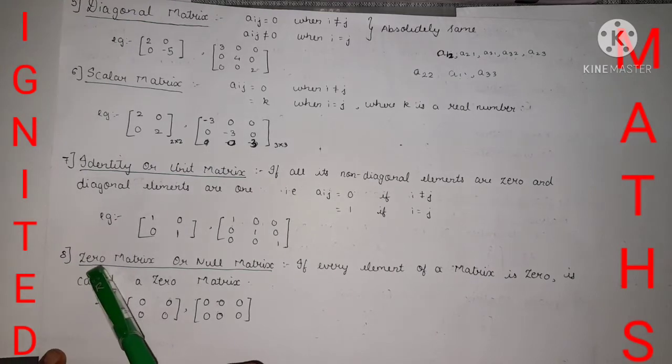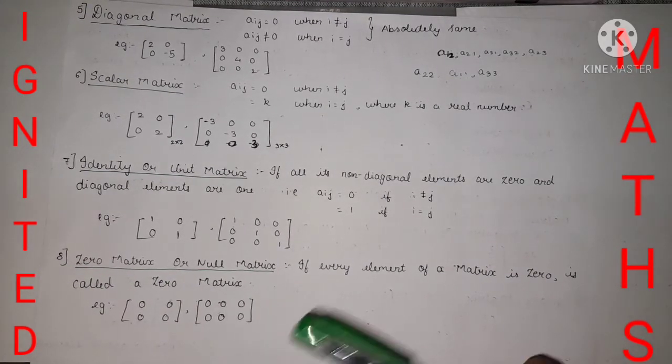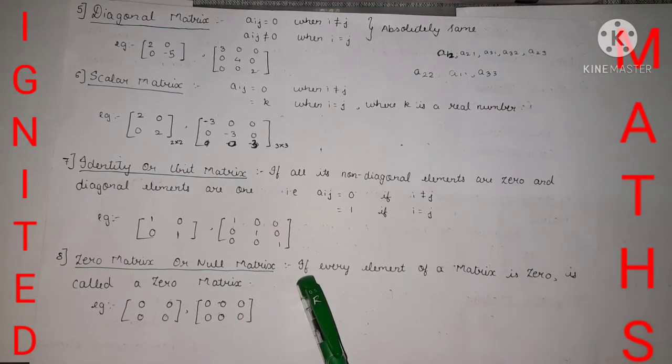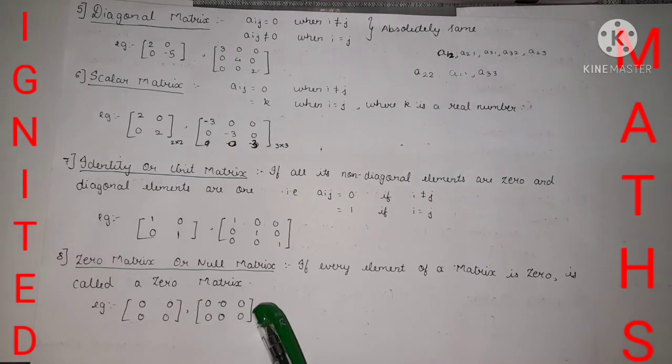Now the eighth: zero matrix or null matrix. Zero or null means 0; null means nothing. This is the explanation. If every element of a matrix is 0, it is called a zero matrix.